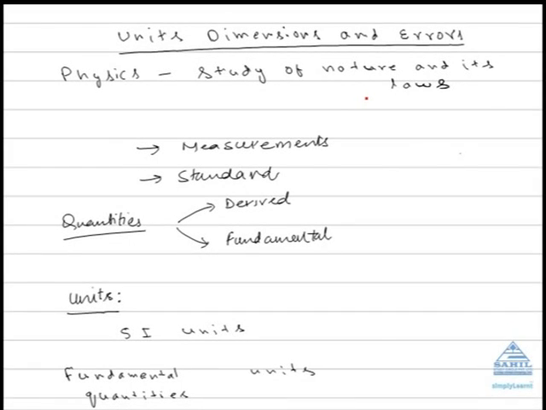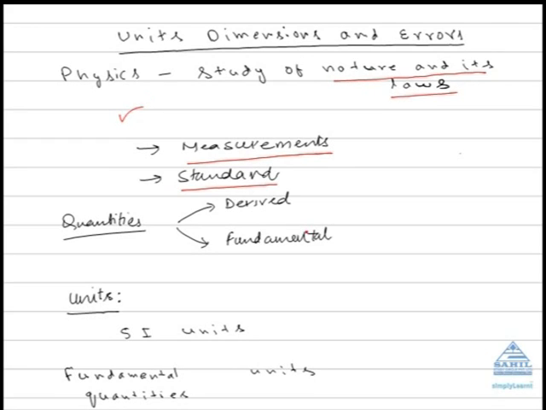Units, dimensions and errors. Dear students, before going into the topic, we must understand that physics is the study of nature and its laws. Now, the description of the laws of nature involves the measurements of different physical quantities. Again, to measure a physical quantity, we need some standard. The standards are called units.